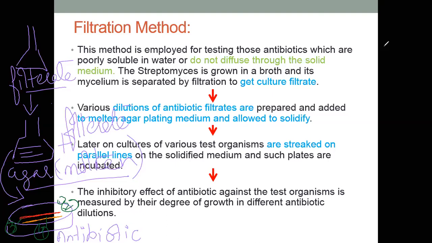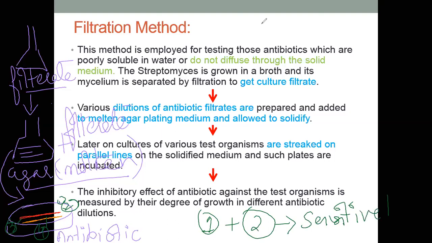All right, so sorry, both of them are gone. So let's say streak number one and streak number two are not growing. So what you can say in the end is that test organism one and test organism two are sensitive to the antibiotic which the Streptomyces is producing.